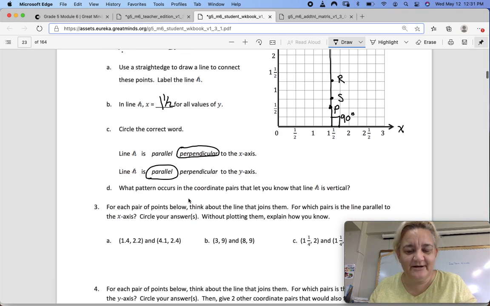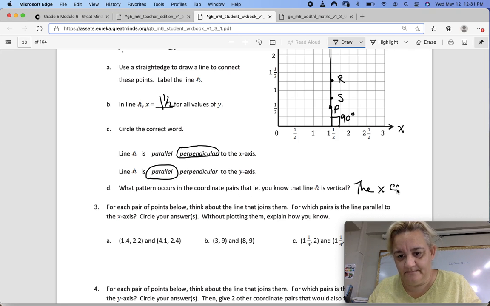What pattern occurs in the coordinate pairs that you know that line H is vertical? I know that it's vertical up and down because the x value doesn't change. The x-coordinate, and I'm just going to put C-O-O-R-D, that's a shortening for the word coordinate, is unchanged or always the same.